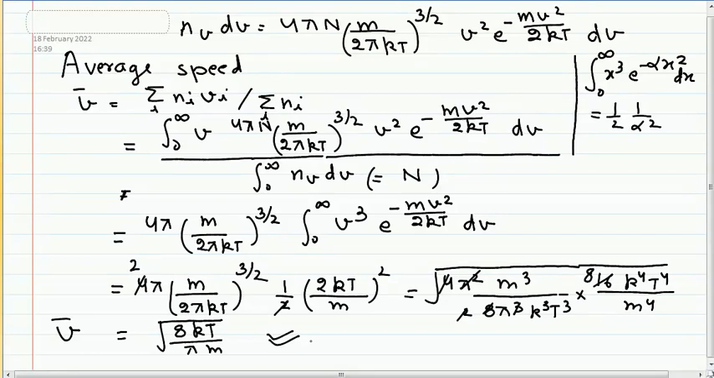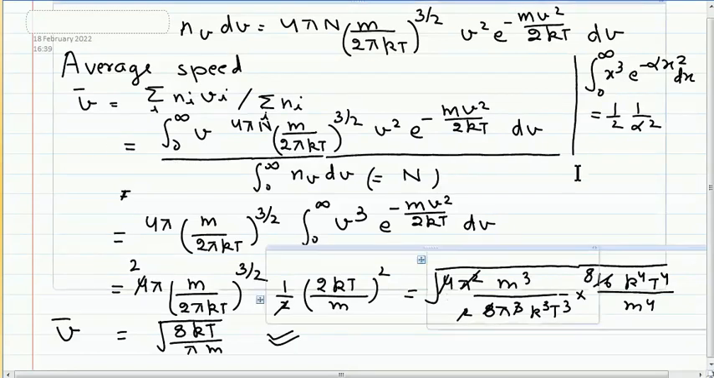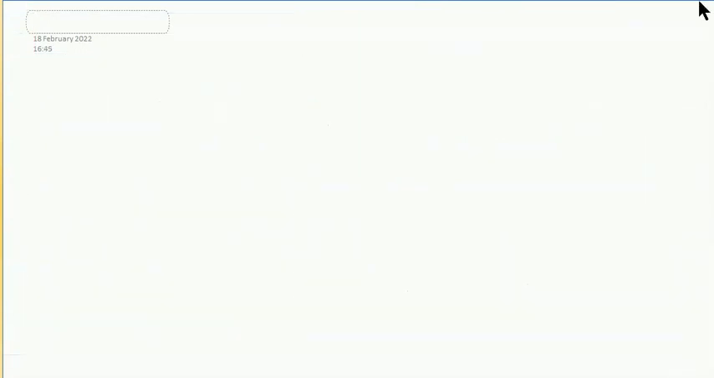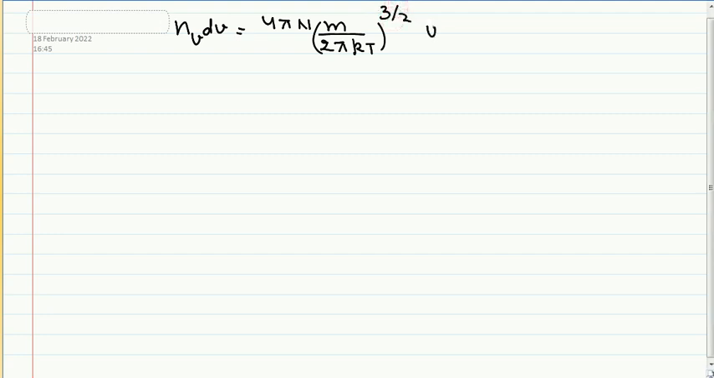Now go to the next page, and then we will calculate the root mean square speed. So again let us write the same distribution function. n_v dv is equal to 4 pi capital N, and then it is m upon 2 pi kT to the power 3 by 2, and then v square e to the power minus m v square upon 2kT into dv.